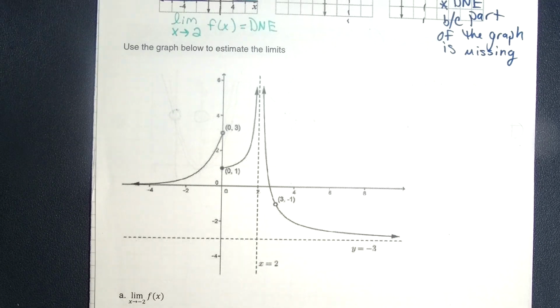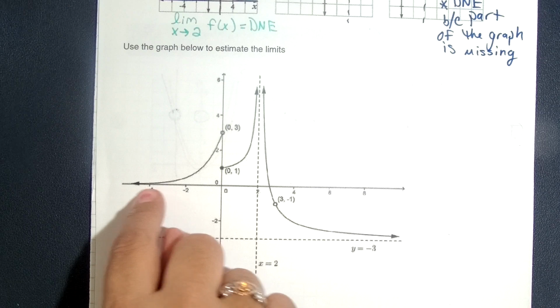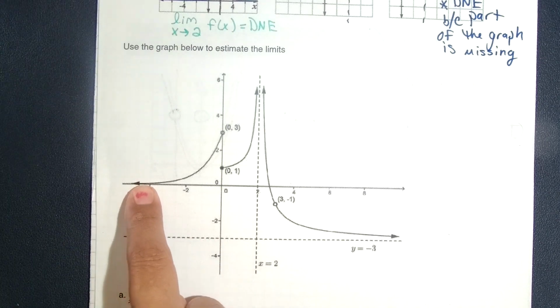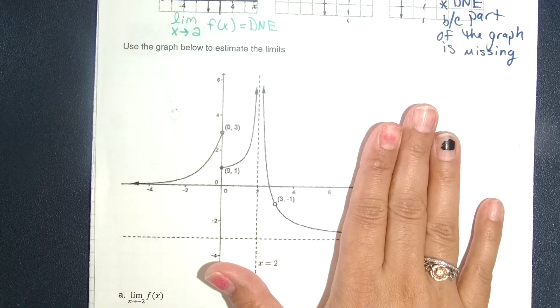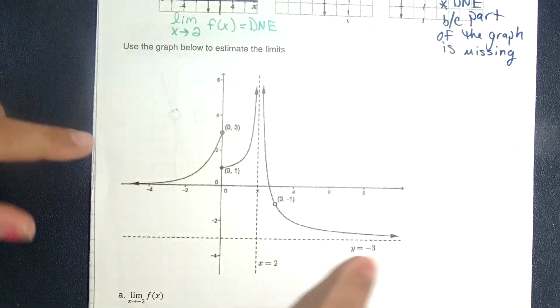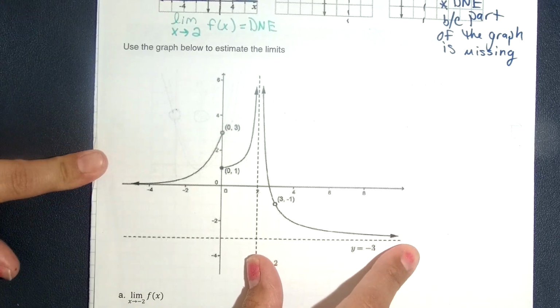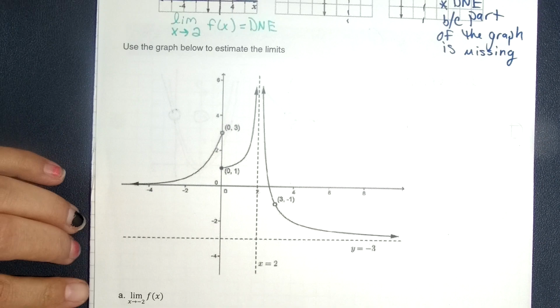But first thing you want to see, does this have a left side of the graph? Does this graph go on and on forever on the left side? Yes. There's a little arrow that tells me it goes on and on forever. Is there a right side of the graph? Does that go on and on forever? Yeah. These arrows, remember, tell me that they go left and right forever. Okay? So let's look at the first one.